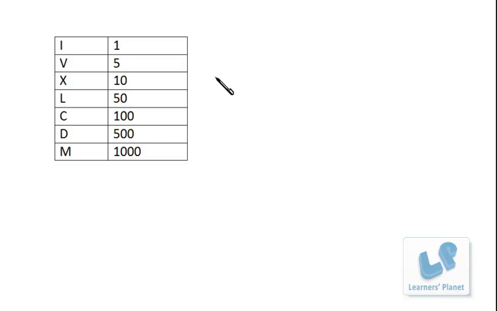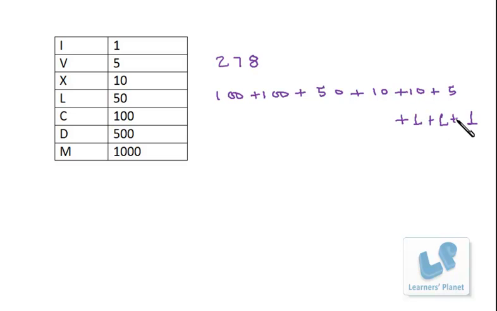Now let's write 278. Okay, now further it's 100 plus 100, then I can take 50 also. So it's 250, then 260, then 270, then 75, 76, 77, and 78. Okay, now 100 is C, further C, 50 is L, 10, 10, 5, 1, 1, 1. Quite simple.